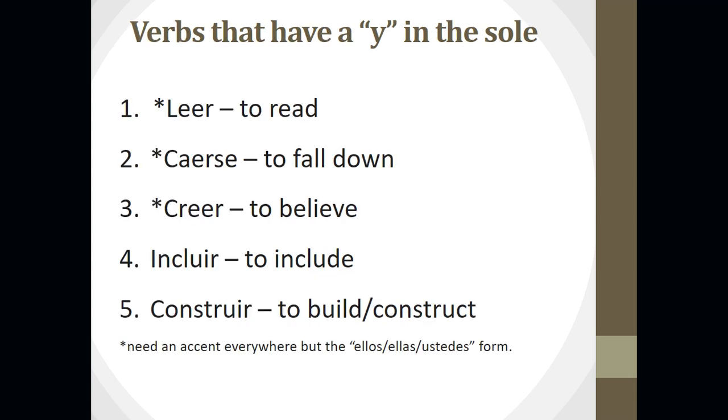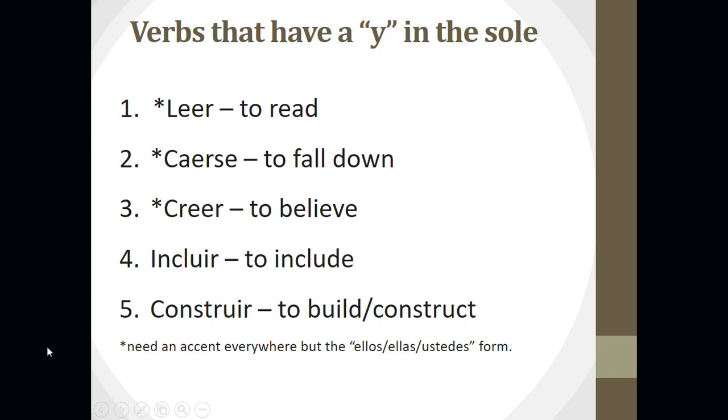Verbs that have a Y in the soul, please write down their English meanings on your note guide. Leer means to read, we know that. Caerse, to fall down. Creer, to believe. Incluir, to include. And construir, to build or to construct. Okay, so all 5 of these verbs you're responsible for knowing for this unit. When you see any of these 5 verbs conjugated in the preterite tense, if they are in the soul, in the he, she, or the they form, you're going to have to avoid the triphthong by changing the I to a Y.